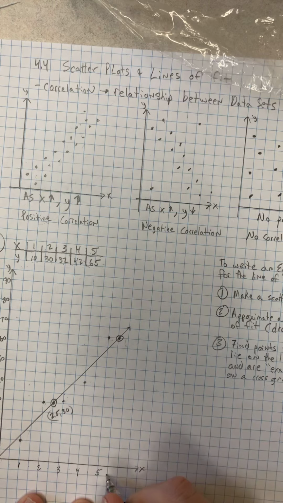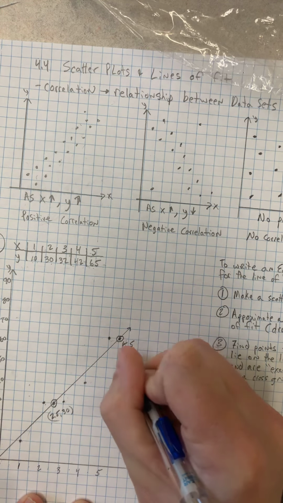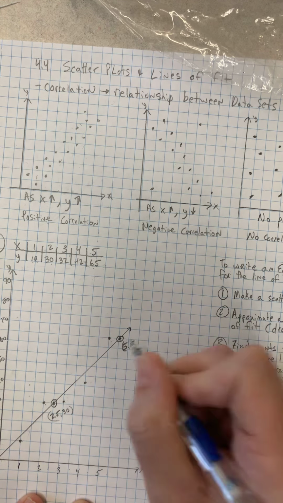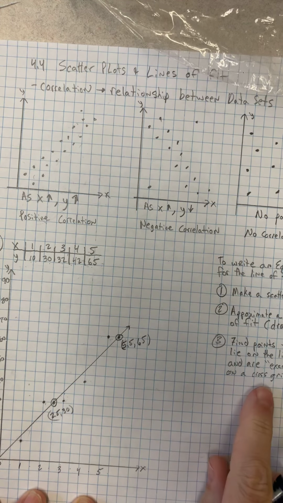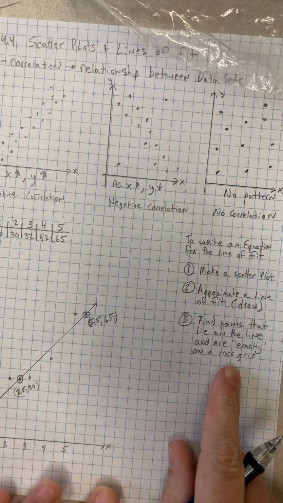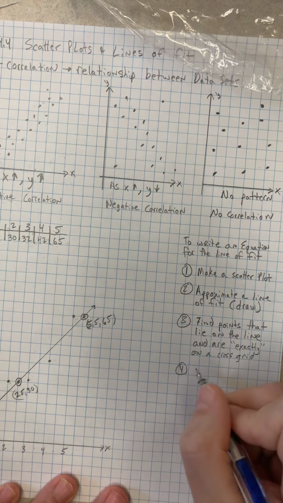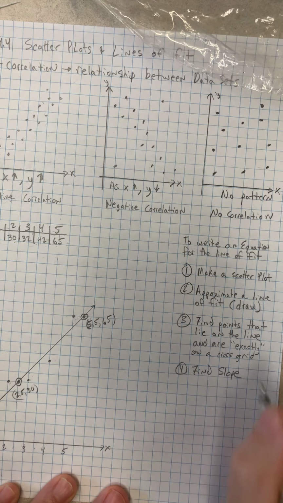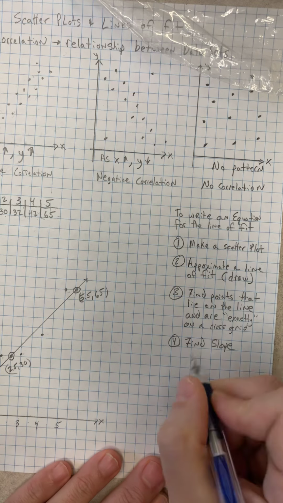Accuracy, because I went by half, so it's 5.5. 5.5 and 65. So that was step 3. I chose 2 points that lie in the line, and hopefully you're going to say, hey, Mr. DeLong, we did that because I want to find slope. And you are going to do that with change in y over change in x.